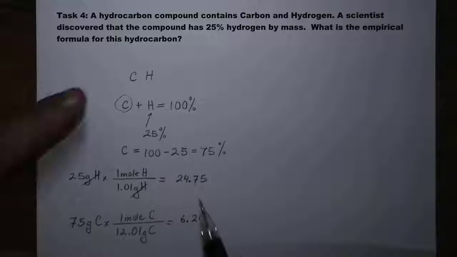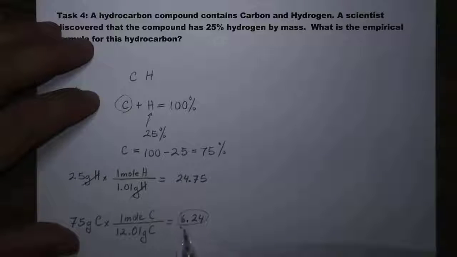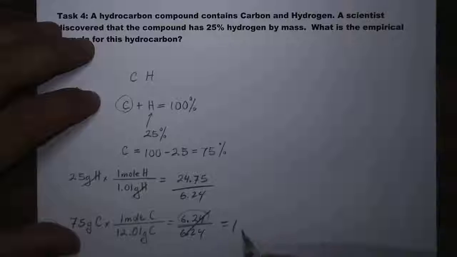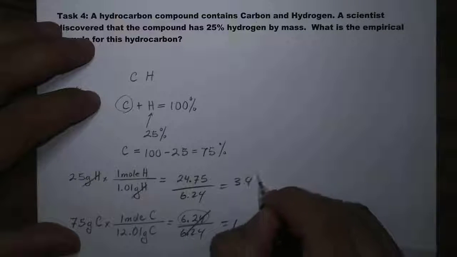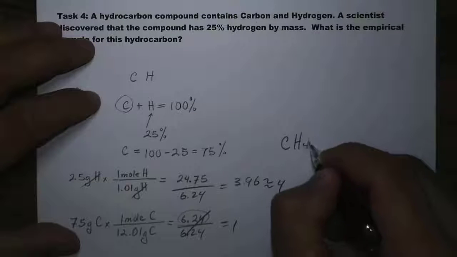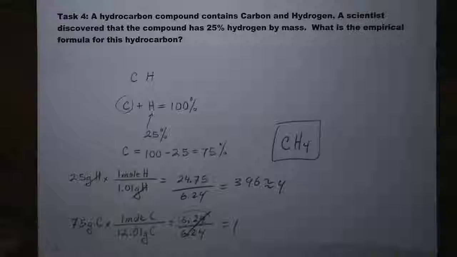So what is the lowest number of moles? Of course, this one. So I have to divide all the moles by that lowest number. 6.24, 6.24. And this gives us 1. And this, if we plug it into a calculator, gives us 3.96, which is about 4. So we have CH4. And that is our answer.